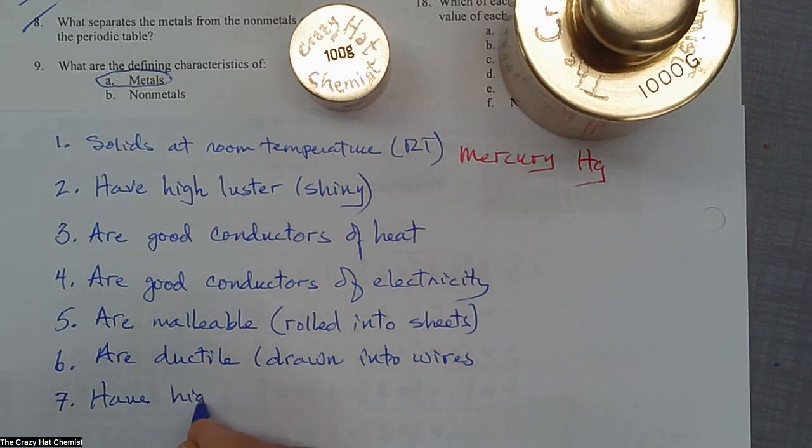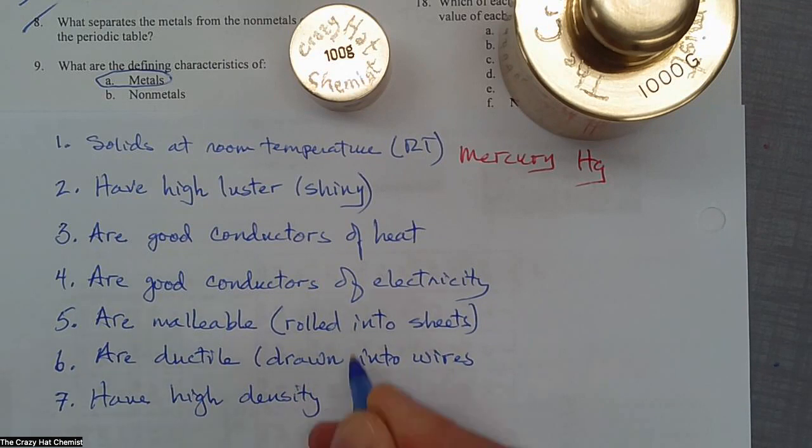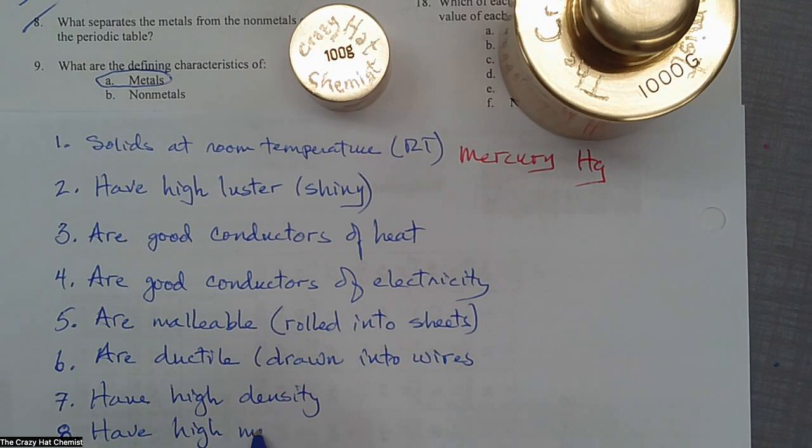Metals have high density. Hence, going back to number 1, they're mostly solids at room temperature, except for mercury, which of course has high density anyways. And number 8, we're just going to do 8 of these, metals have high melting points.